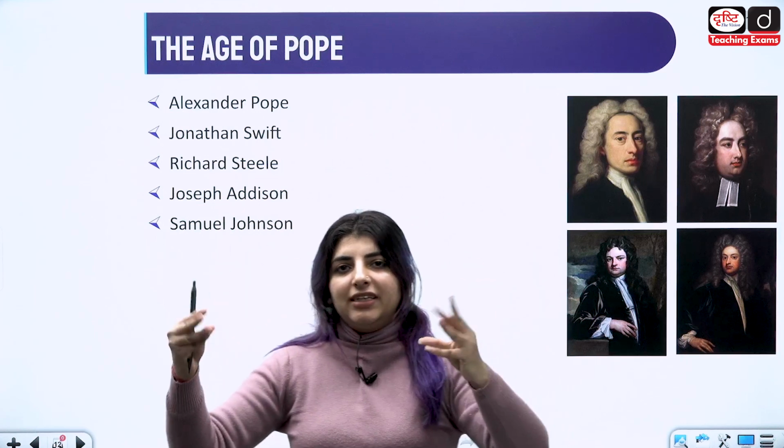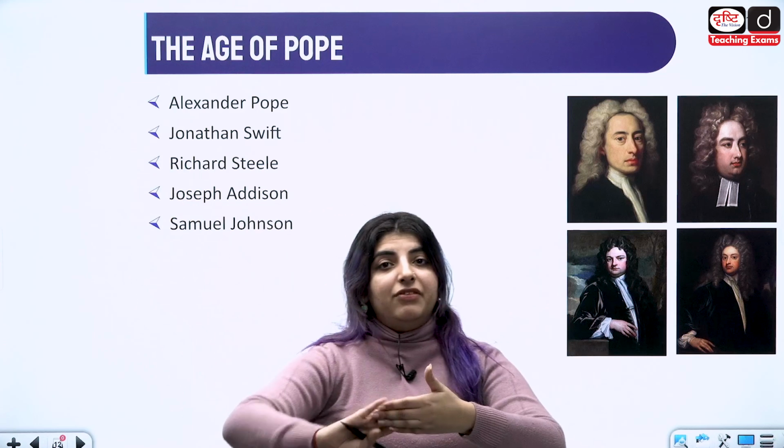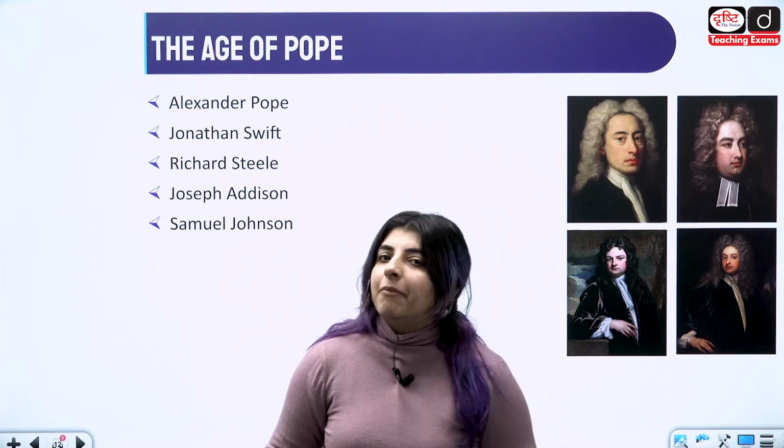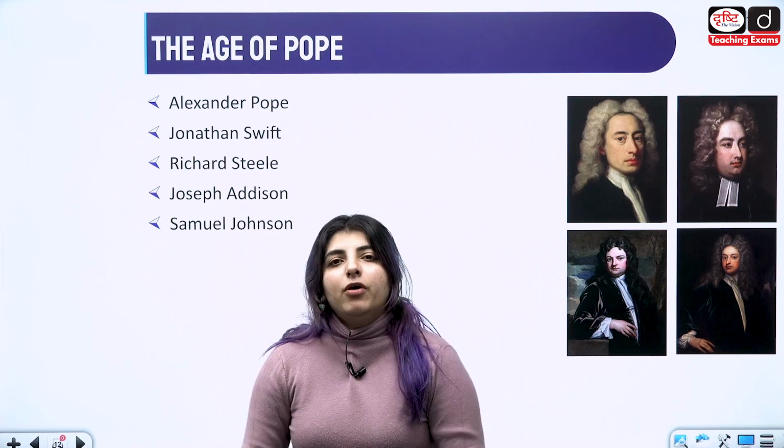Moving on to the age of Pope, which is also considered the neoclassical age after Dryden. So in the neoclassical age, we have 3 different ages divided. We have the age of Dryden, we have the age of Pope, and we have the age of Samuel Johnson, who wrote the English dictionary. The age of Pope, why is it important?